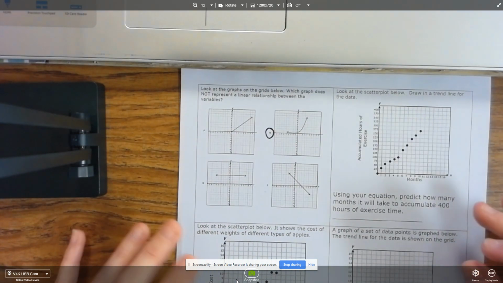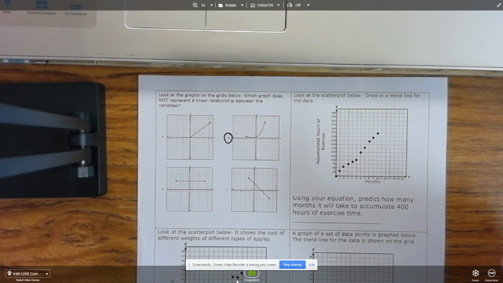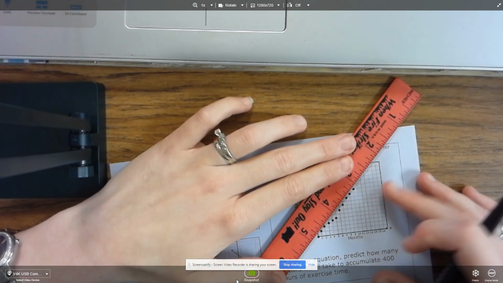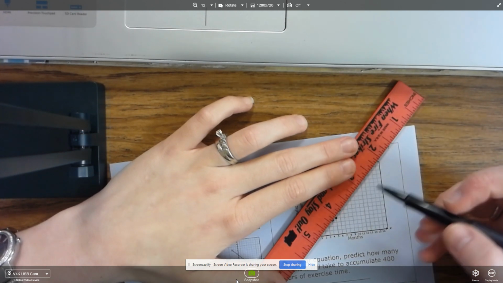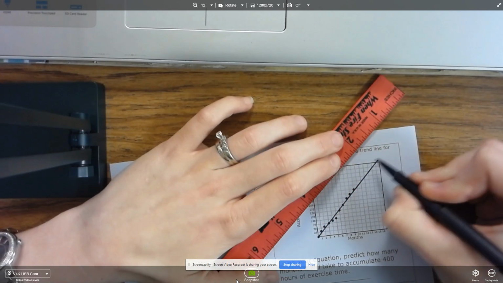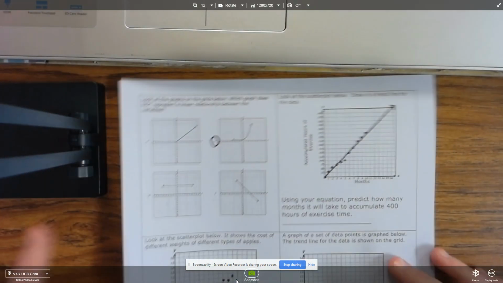It curves. On the next one here, it says, look at the scatter plot below. Draw in a trend line. So for a trend line, you're going to try to line up as close as you can and get the same number of points above and below the line. So everybody's trend line is going to be different. As long as it's close, it's going to work.